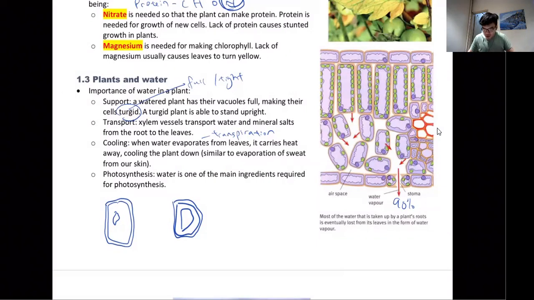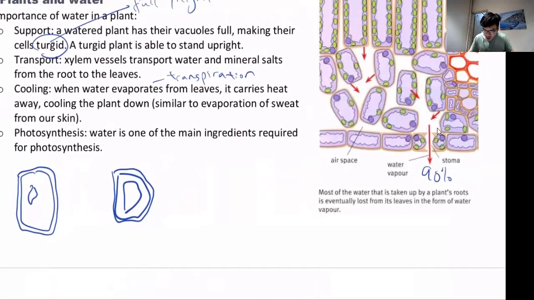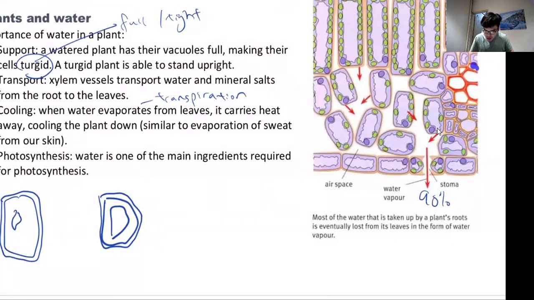So this is how plants lose water, by the way. Can you see this red color stuff here? This red color is the xylem. I think I told you this last year. Xylem is the vessel, the pipe that transports water. Xylem goes from the root all the way to the leaf.